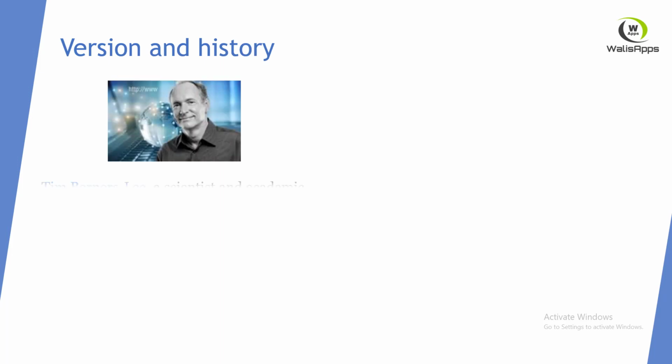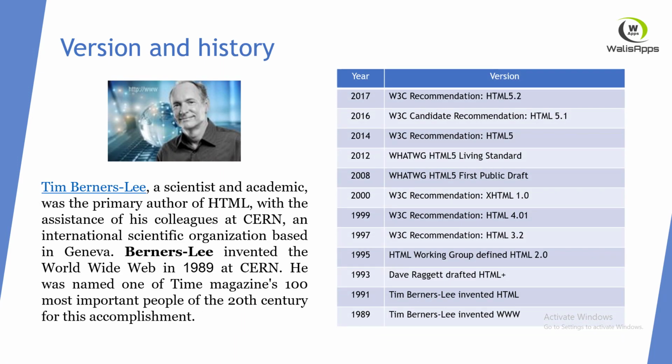Version and history. Tim Berners-Lee, a scientist and academic, was the primary author of HTML, with the assistance of his colleagues at CERN, an international scientific organization based in Geneva. Berners-Lee invented the World Wide Web in 1989 at CERN. For this accomplishment, he was named one of Time magazine's 100 most important people of the 20th century. Year-wise version history, you can see the list.